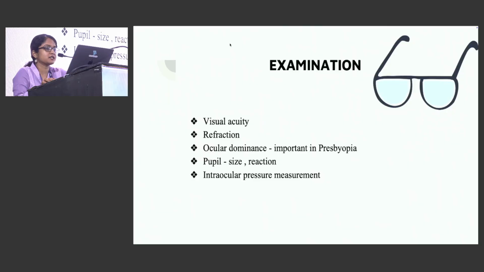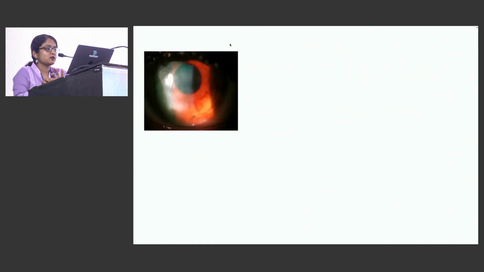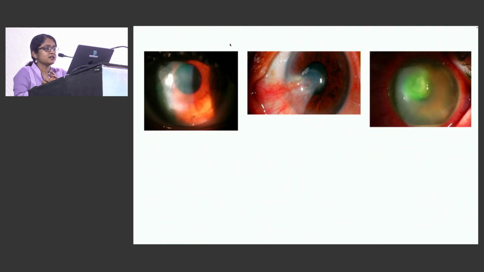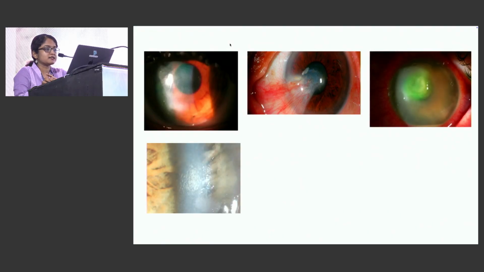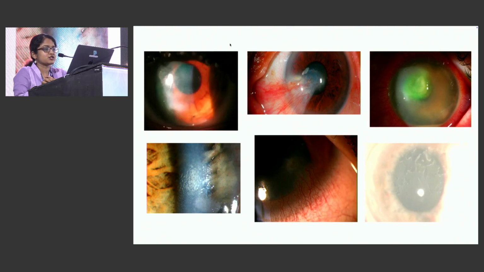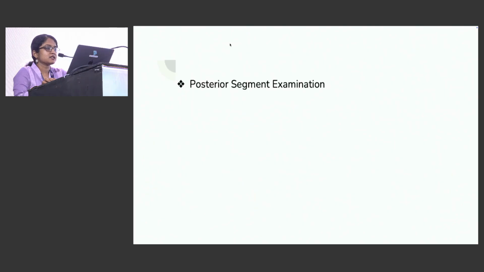Refraction should be accurate and reproducible. We have to look for consistency between the subjective, objective, and old glasses. Cycloplegic refraction is important in hyperopes and young patients. Always check that refractive astigmatism aligns with corneal astigmatism. So these are some of the ocular surface disorders which can be a contraindication to the procedure, like scarred corneas, large pterygiums, corneal ulcers, endothelial decompensation, neovascularization, and dystrophies.